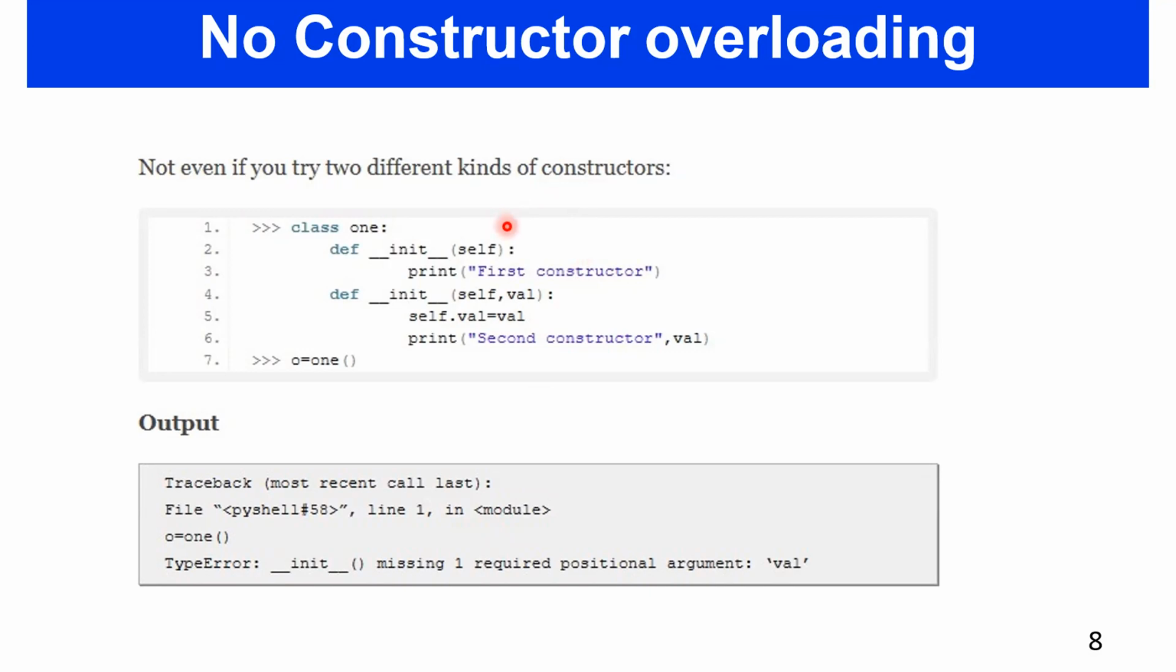And what if different kinds of constructors are used within the class? In this example, you can observe that in the class 1, we have one constructor which is __init__(self). This is a non-parameterized constructor. And the second type of constructor is a parameterized constructor, because in this case, we require one parameter to be passed. So here we have self.val equal to value and print second constructor with the value.